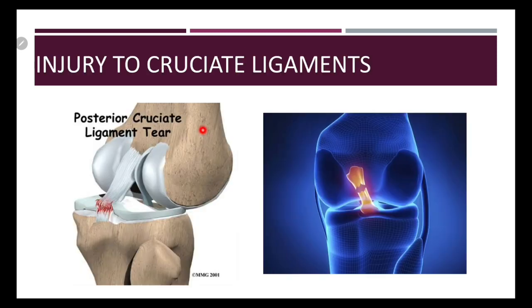Moving on to the injury of the cruciate ligaments. What are cruciate ligaments? These are two thick, strong fibrous bands which act as direct bond of union between the femur and tibia. They are present inside the knee joint. They represent the collateral ligaments of the primitive femorotibial joint, and they maintain the anteroposterior stability of the knee joint.